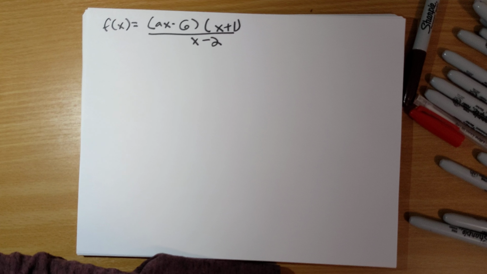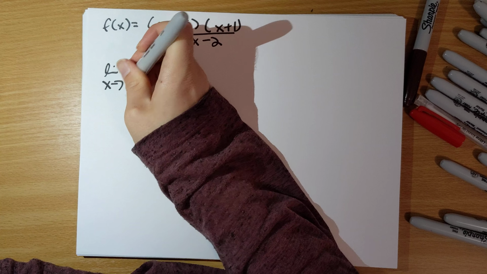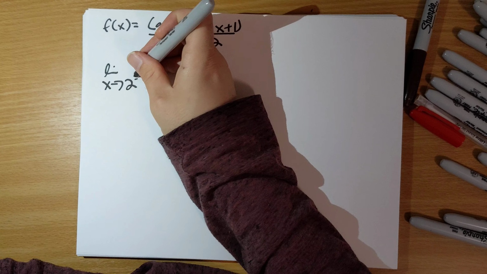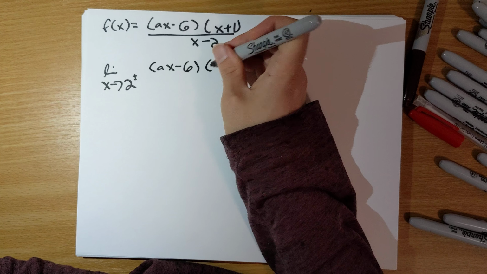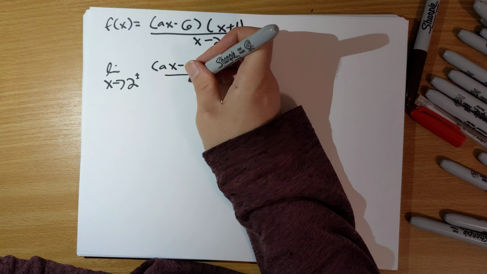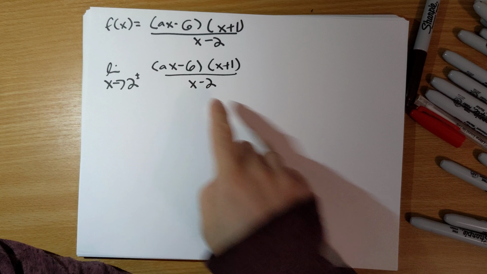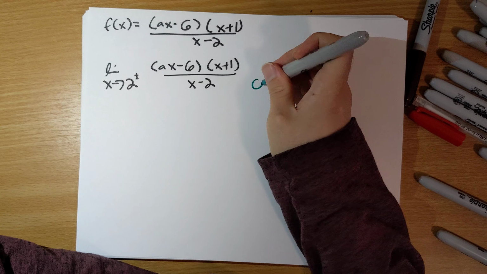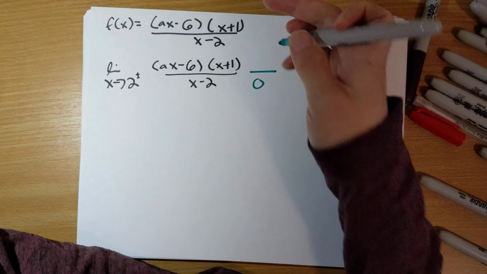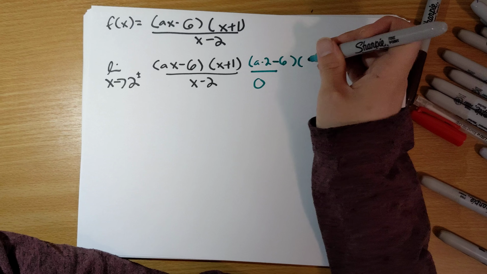And so we get those in a case like this by dividing by 0. So the issue is going to be the limit as x goes to 2 from either the left or the right of this expression here, (ax minus 6) times (x plus 1) divided by (x minus 2). So what happens if we plug in 2 into the denominator? We get 0. And if we plug in 2 into the numerator, we get (a times 2 minus 6) times (2 plus 1).